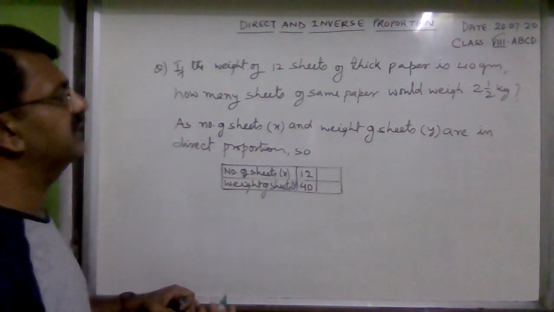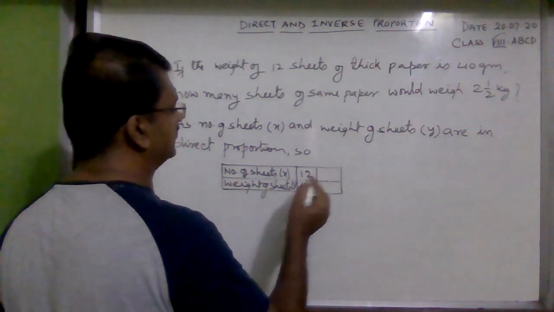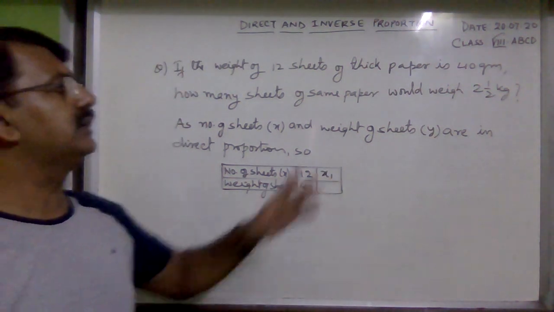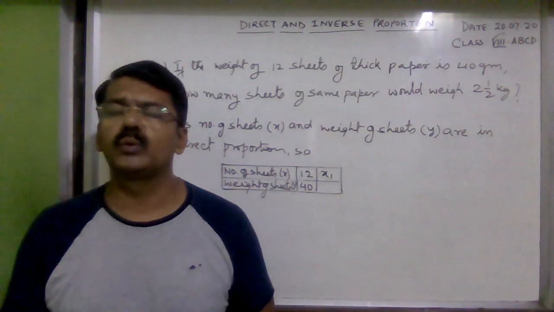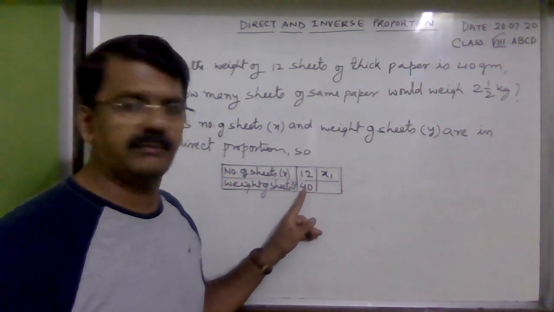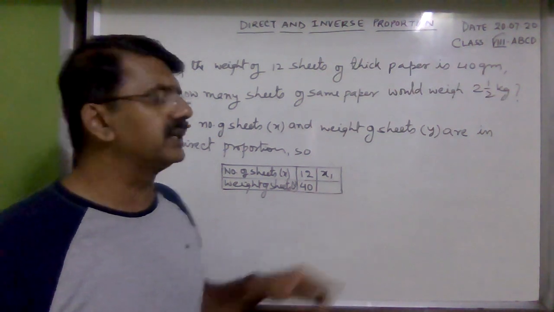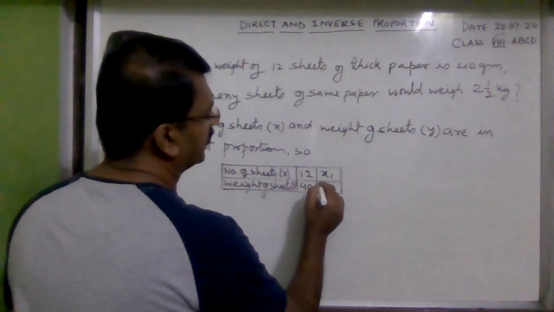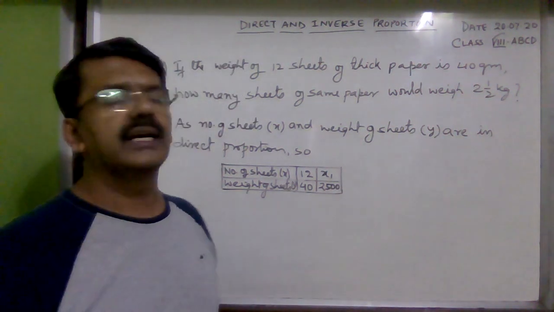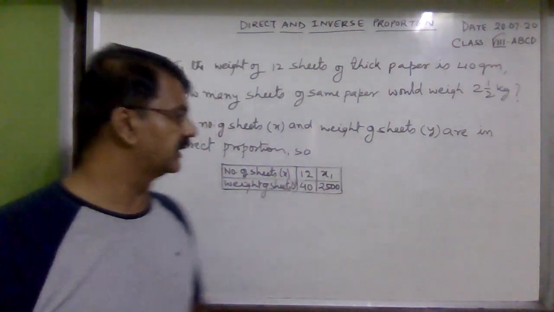Now we have to find the number of sheets, that means we have to find x1, and the weight they are given 2.5 kg. 2.5 kg means 2500 gram, because as this is in gram, this should also be in grams, so we'll write 2500, because 1 kg is 1000 gram, you know that.